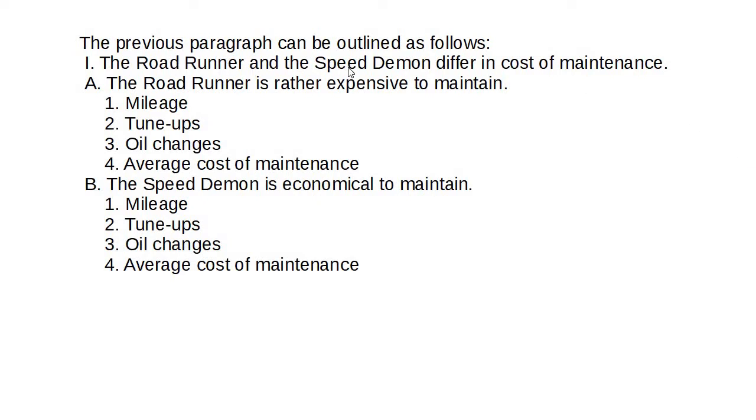The Roadrunner and the Speed Demon differ in cost of maintenance. This is the topic sentence that the author uses. And then he divides his paragraph into two parts. The first part is talking about the Roadrunner and how expensive it is to maintain, from mileage to tune-ups to oil changes, all the way to the average cost of maintenance. And then he moves on to the Speed Demon, which is economical to maintain. And he again talks about the mileage, the tune-ups, the oil changes, and the average cost of maintenance. So he discusses the same points for both cars.